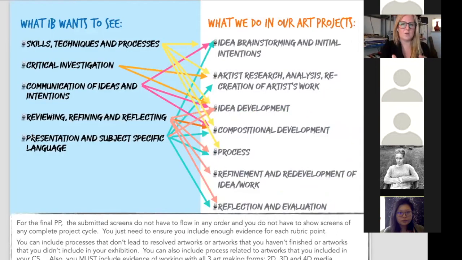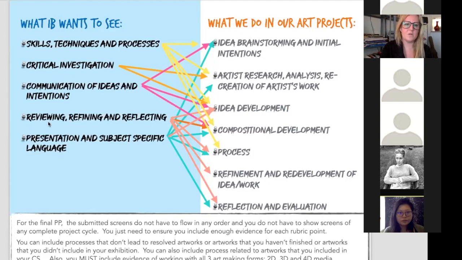So if you look at IB's rubrics, they want to see skills, techniques, processes, critical investigation, communication of ideas, reviewing, refining, reflective, and the subject specific language. But if you follow the design process, all of these are the parts that are in the design process. This is not totally the same, but you can see how they communicate and where they all show up. So it's kind of like a big mash of all of these things that IB is looking for. It doesn't occur in one activity. They occur throughout the process.